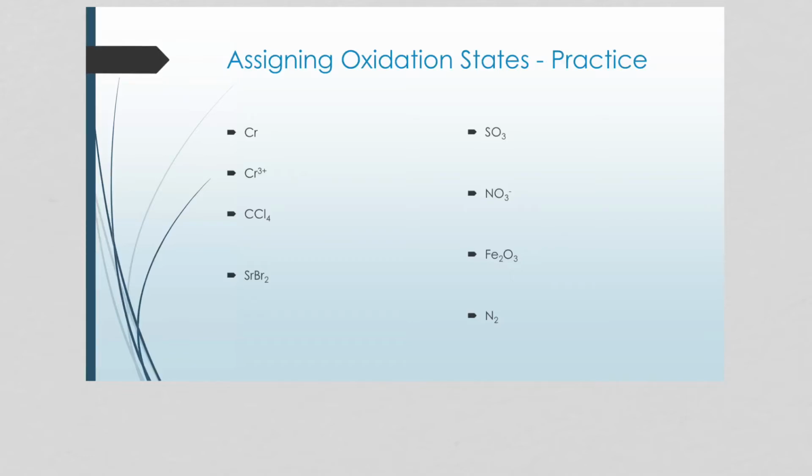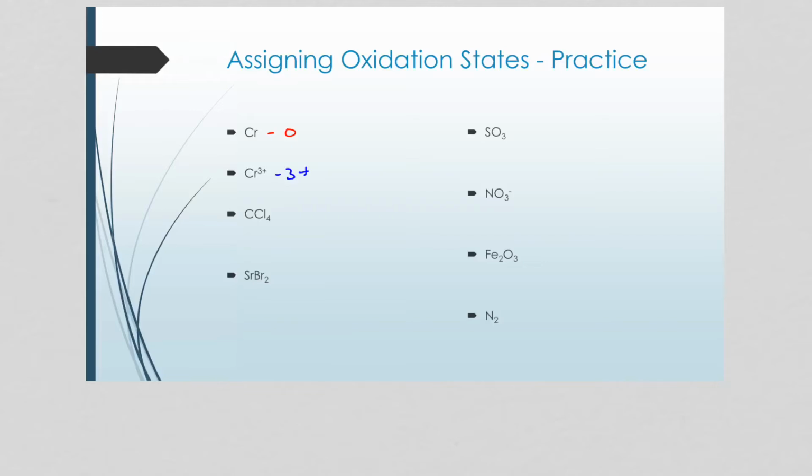So if we look at our first example, chromium, right? Chromium is a free element, so it's going to have an oxidation state of 0. Chromium 3+, right? This is considered a monatomic ion. Oxidation state is going to be equal to its charge, 3+.